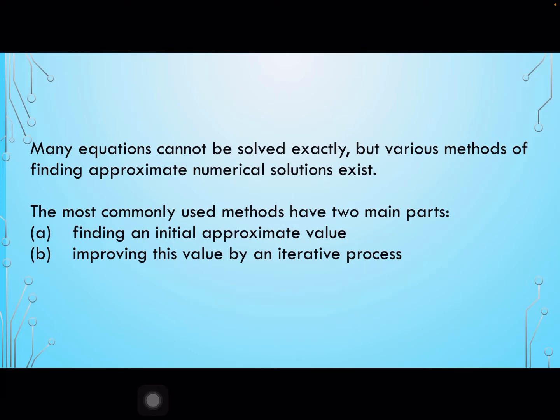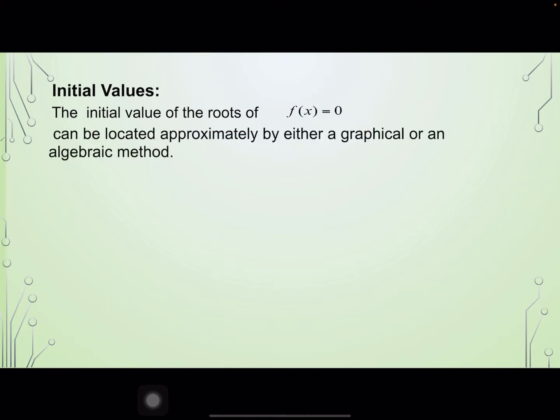Many equations cannot be solved exactly, but various methods of finding approximate numerical solutions exist. The most commonly used methods have two main parts. The first one is finding an initial approximate value, and the second one is improving this value by an iterative process. Initial values. The initial value of the roots of f(x) equals 0 can be located approximately by either a graphical or an algebraic method.